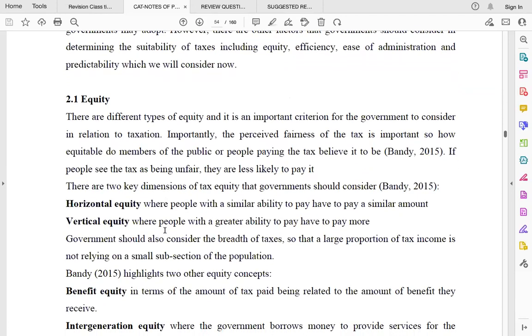So horizontal equity and vertical equity. Horizontal equity is where people with similar ability to pay have to pay a similar amount. Vertical equity is where people with greater ability to pay have to pay more tax.